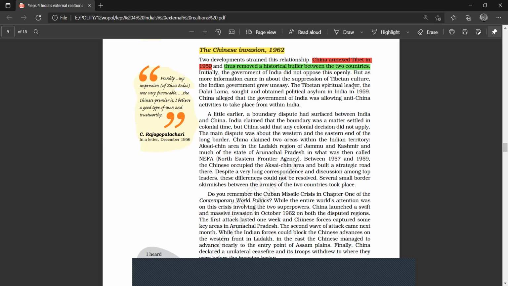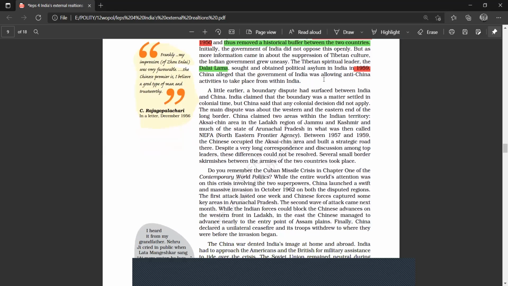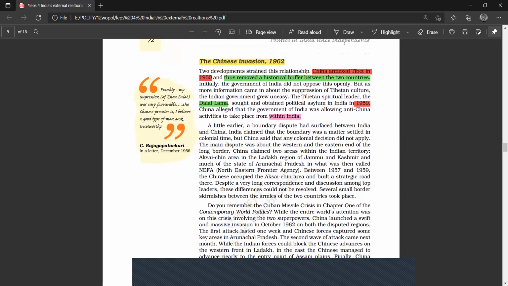The Tibetan spiritual leader, the Dalai Lama, sought and obtained political asylum in India in 1959. So His Holiness took asylum in India in 1959. China alleged that the government of India was allowing anti-China activities to take place from within India. So now you can understand the relationships were starting to strain.